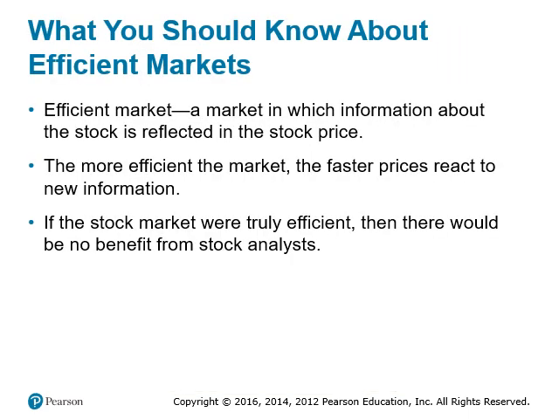Then what you should know about efficient markets. When we say efficient market, this is actually a market in which information about the stock is reflected in the stock price. The degree to which the market prices reflect all the relevant information available is known as market efficiency. If the markets are efficient, then all information is already incorporated into the prices. All the information necessary will have already been taken care of in terms of the price. It will be reflected in the price.